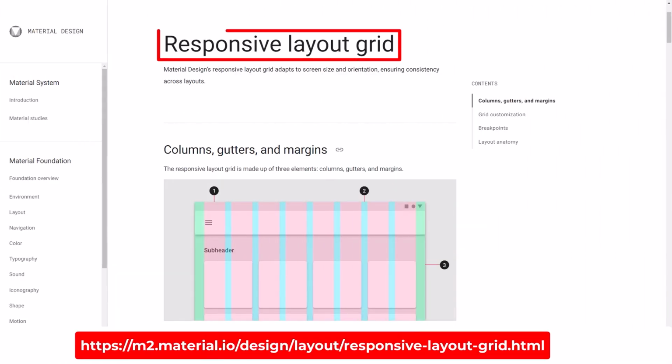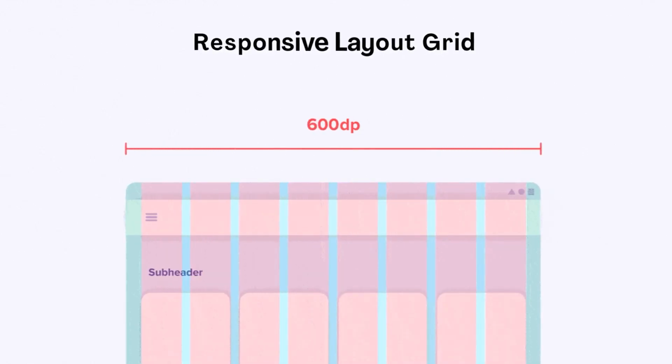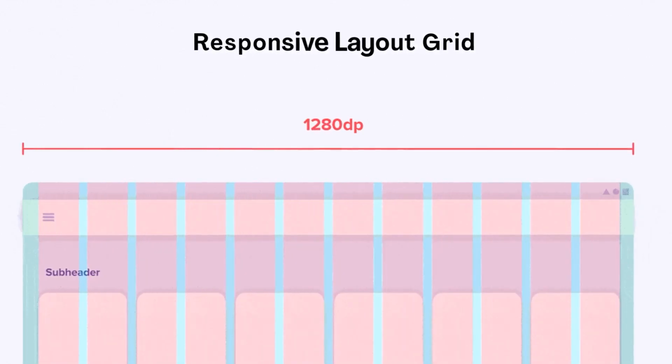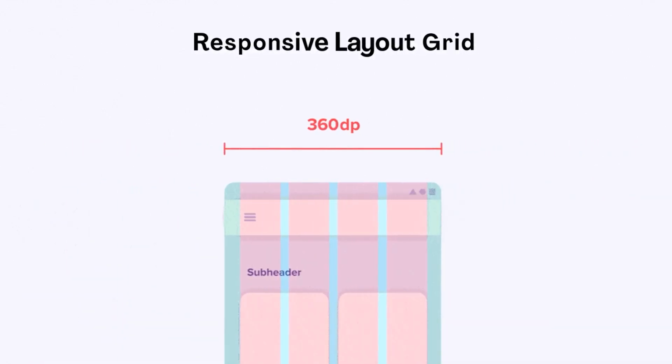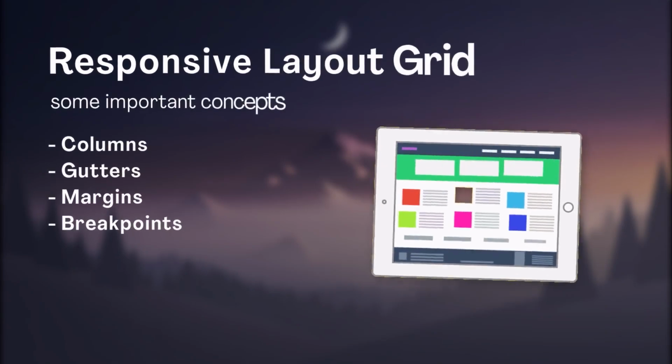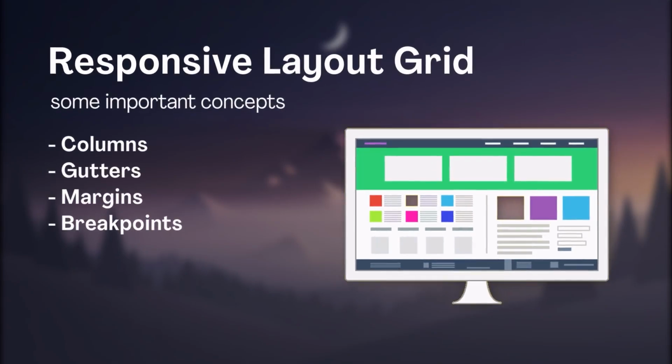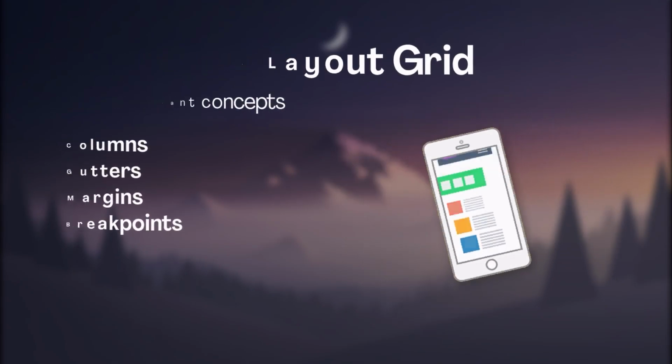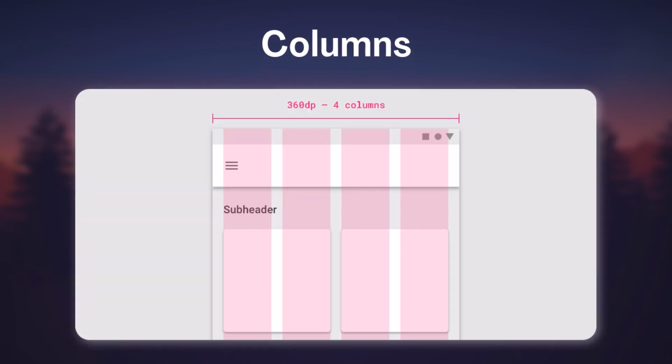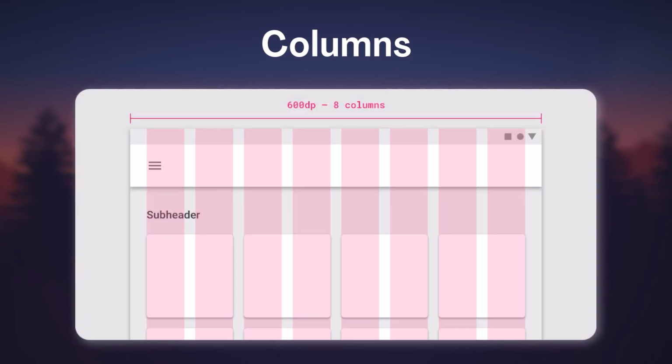So here we have one fundamental concept called the responsive layout grid. A responsive layout grid is a way of organizing the content on your app so that it looks good on different screen sizes. The responsive layout grid has some important concepts that drive its effectiveness in responsive design. Let's start with the columns. Columns define the horizontal divisions within a screen or container. They provide structure and help organize the placement of the UI elements.